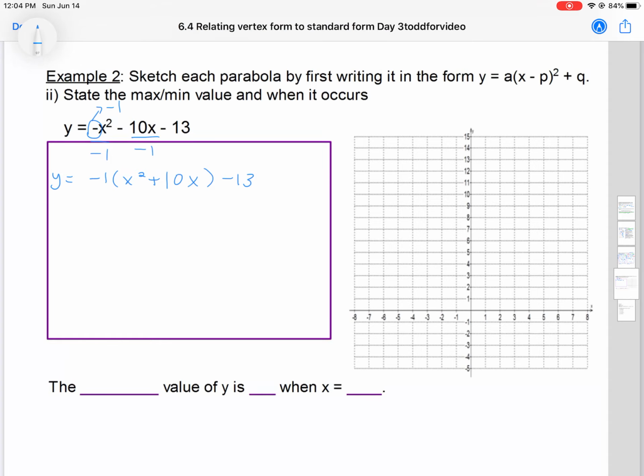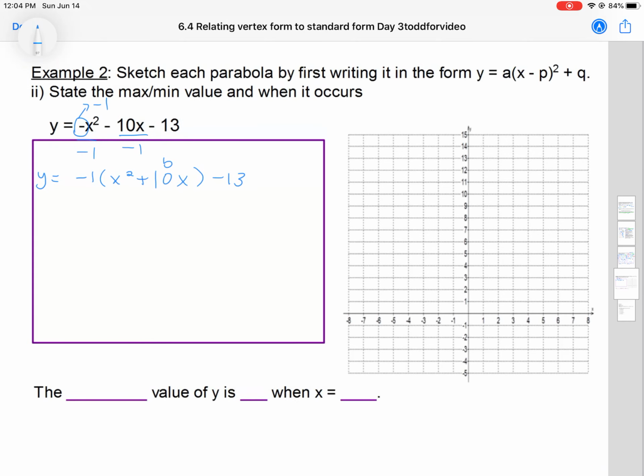Okay, so now we're gonna do, this is the b, so half of b squared. And again, if you're starting to get used to this and you don't need to show this step, that's fine. But if you want to show this step, that's fine. And one of the good things about it is that then you can see what the number is. You're going to put in the factored part. So now we have x squared plus 10x plus 25 minus 25, which has to be multiplied by -1 minus 13.